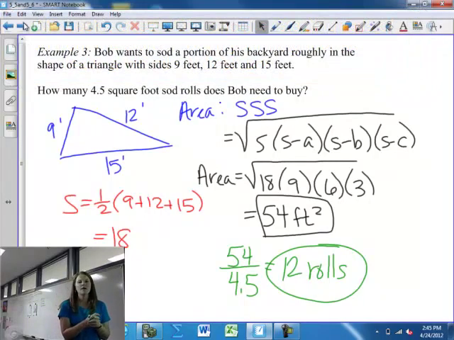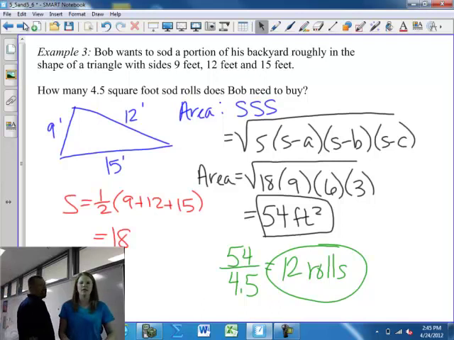So again, two area formulas, one law of cosines. That's it.